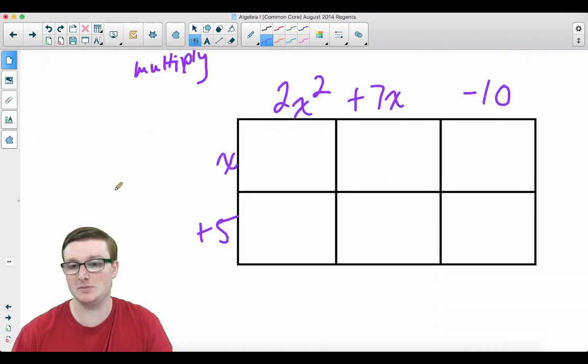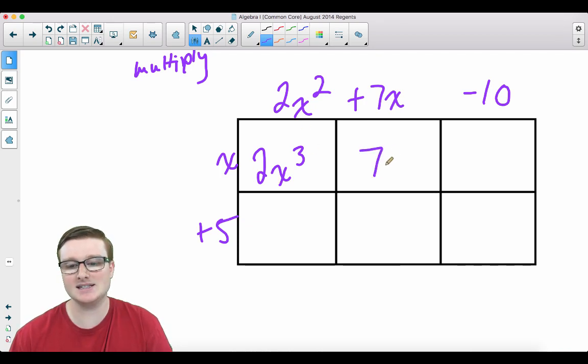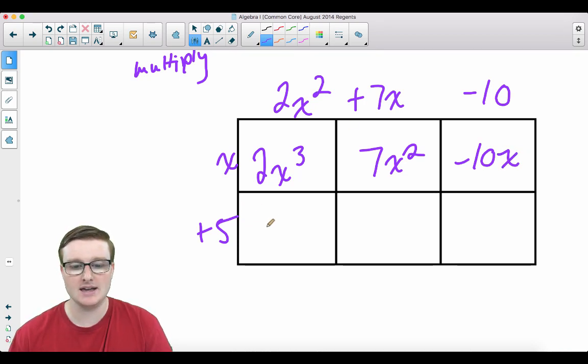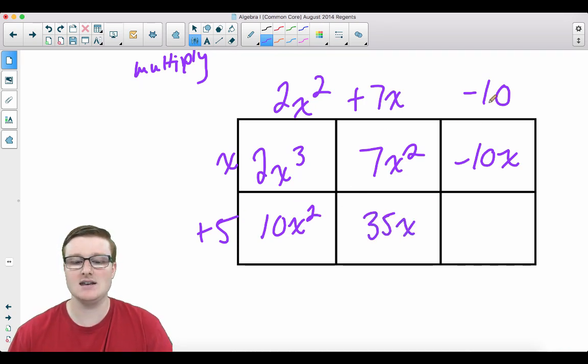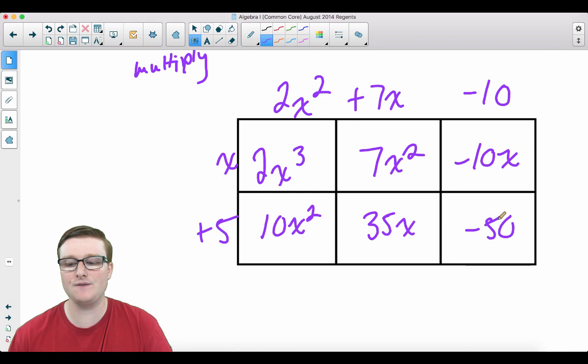So let's go ahead and multiply these out. 2x squared times x is 2x to the third. 7x times x is 7x squared. Negative 10 times x is negative 10x. 2x squared times 5 is 10x squared. 7x times 5 is 35x. Negative 10 times 5 is negative 50.